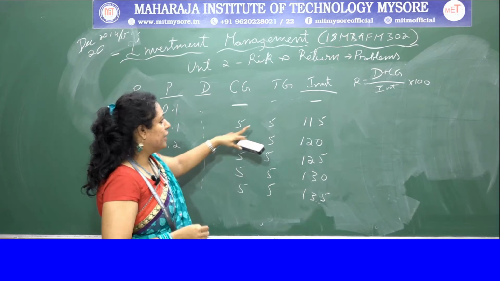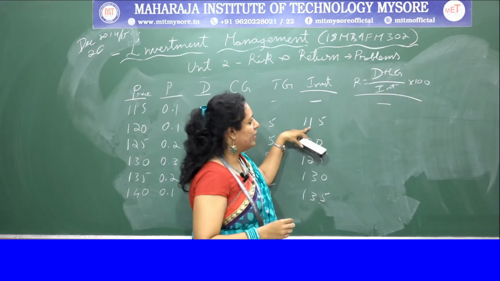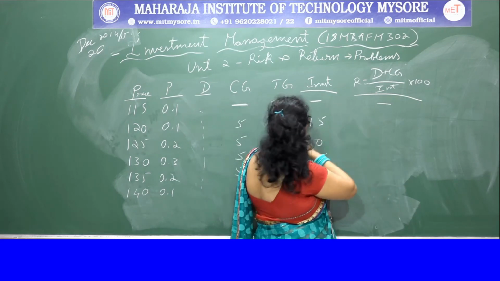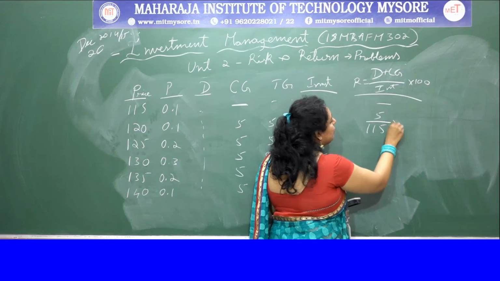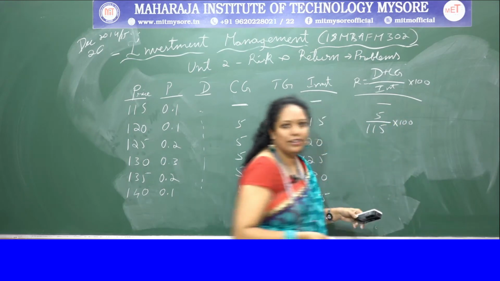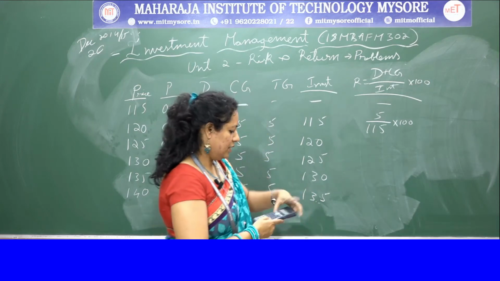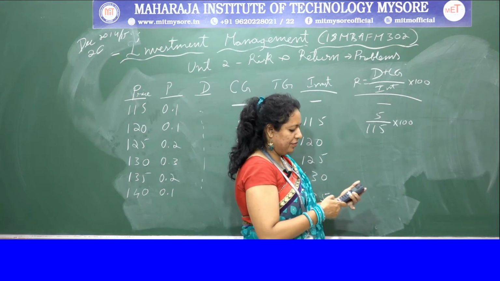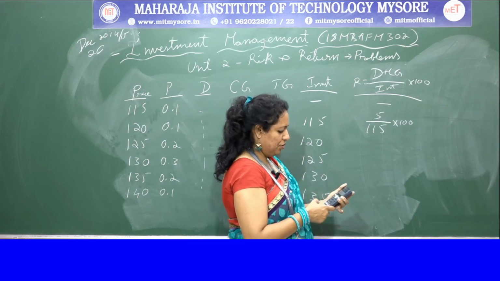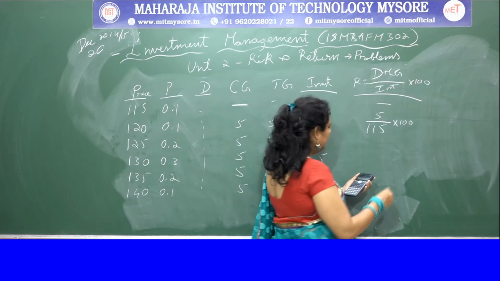Let's begin. So here, the first year is nil. Second year, what is the dividend plus capital gain? That is total gain is 5 divided by investment is 115 into 100. So let's look into the calculation part. 5 divided by 115 into 100. So you get 4.35.